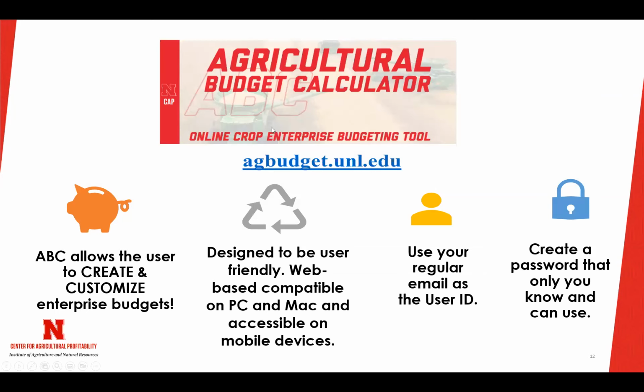Here I just want to say that the link is agbudget.unl.edu. That's where you can get into the ag budget calculator. The program allows you to create your own, starting from scratch and doing your own budgeting, or you can pull down university budgets that somewhat fit what you're doing, and then go in and customize those budgets. So again, it's web-based and mobile-friendly. All you need to do to create an account is enter an email and then create a password, okay?